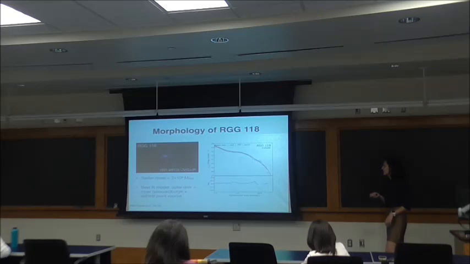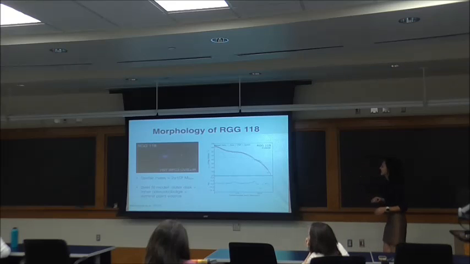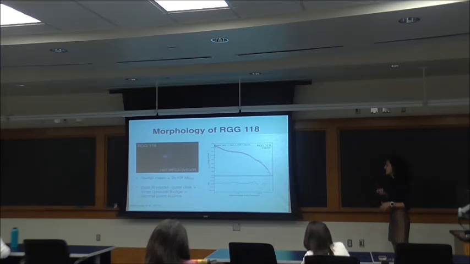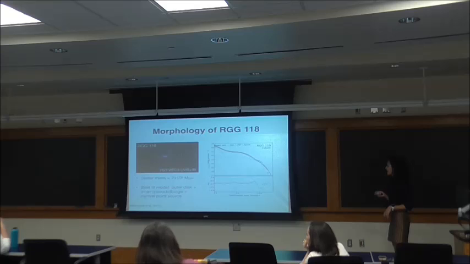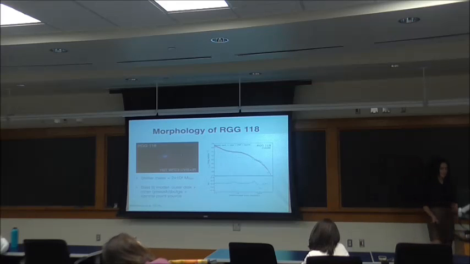I got HST imaging of this system, which doesn't show up very well, but it's basically a very typical spiral galaxy. This is just showing the surface brightness profile, so the surface brightness as a function of the major axis. We did some modeling with Galfit and found that it was best described by an outer exponential disk, an inner point source for the AGN, and then a pseudo-bulge component with a very low Sersic index.